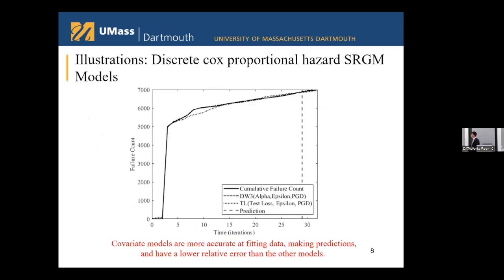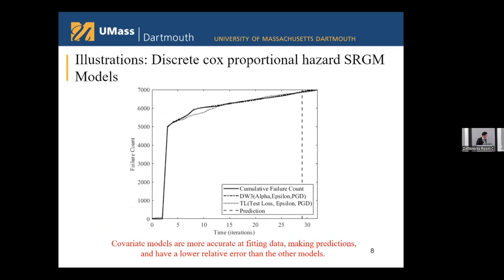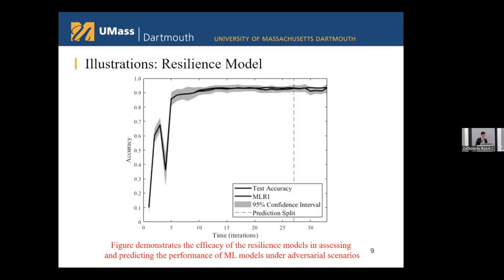Here we use the discrete Cox proportional hazard model, which uses covariates. The covariates are the data set that you collect. Here the results are a lot better than the previous ones because we have more data to work with and we learn more from that. This is the resilience model, which you can see here. There's a sharp trend where the introduction of attacks happens and there's a degradation. Does it recover? Yes, because we perform the adaptive adversarial training and the models are very effective at doing that.